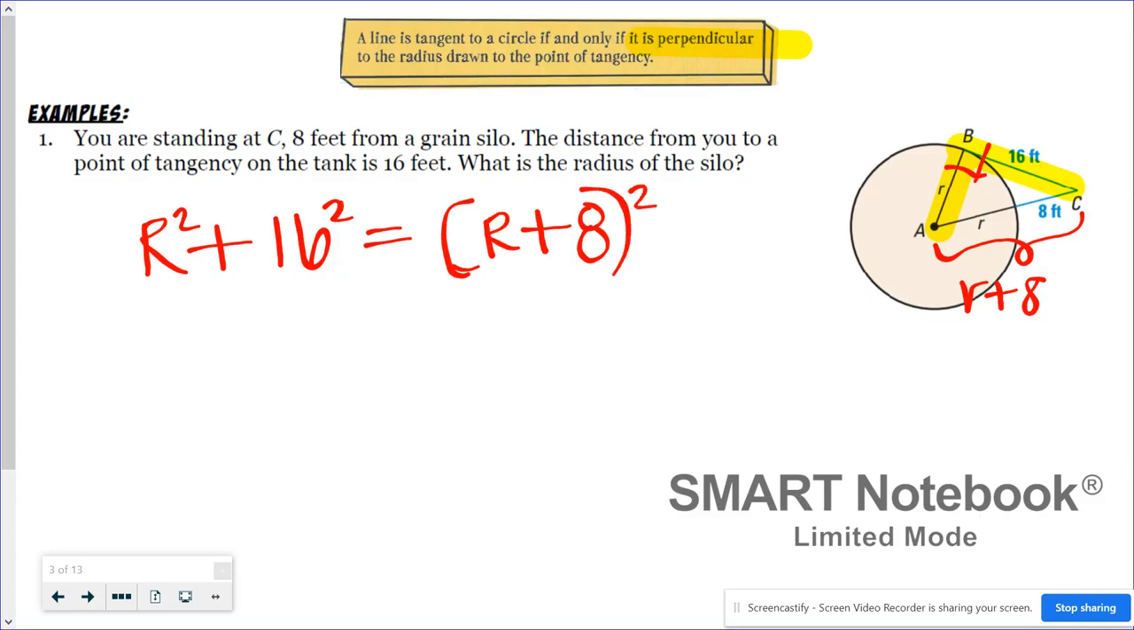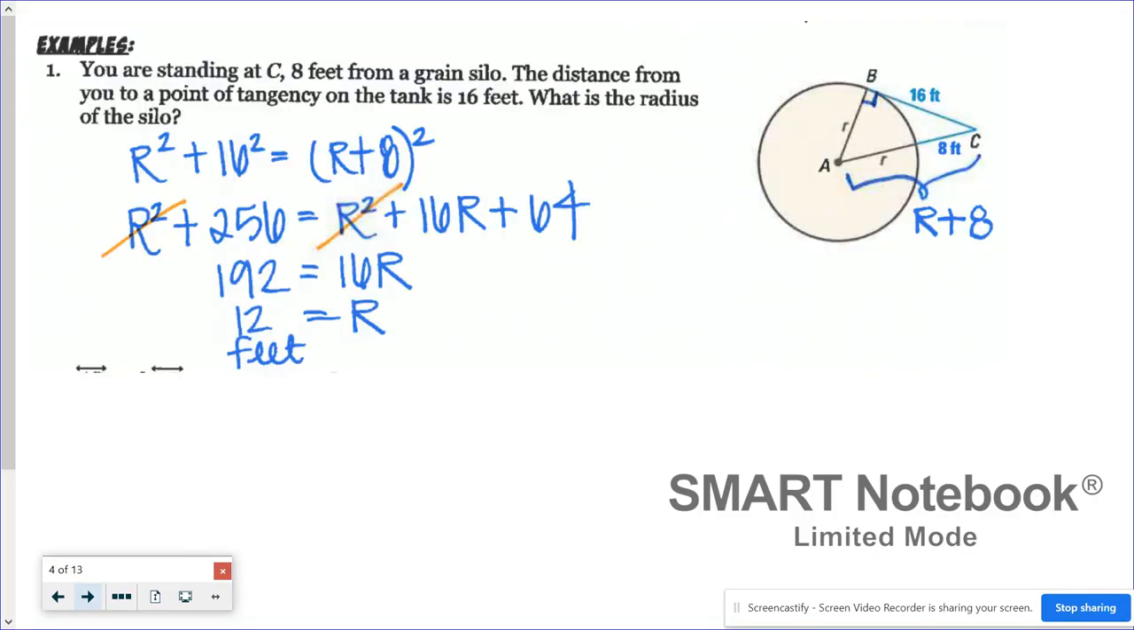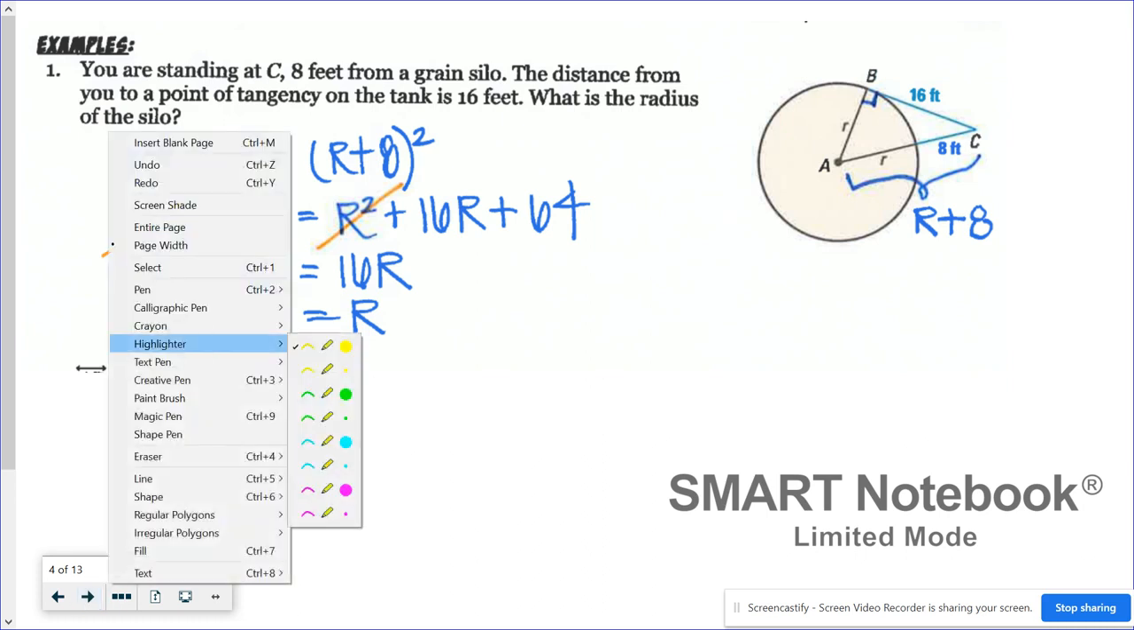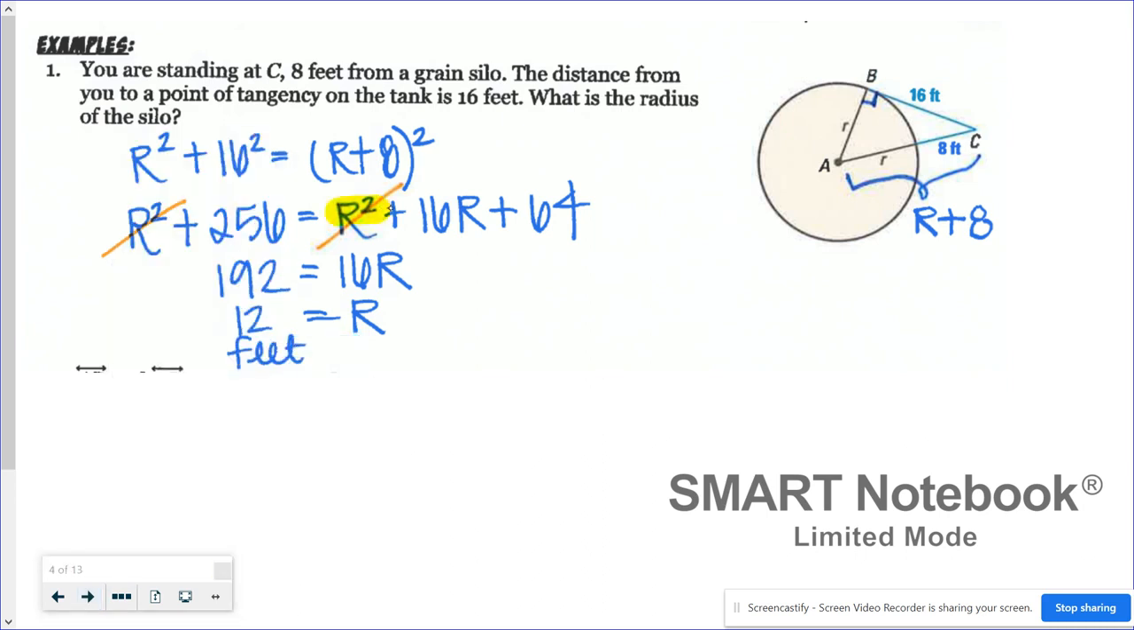Now I will need to expand r plus 8 quantity squared, and I can FOIL it out, or I can make a table of products. So I'm going to go ahead and do this. Wow, I know I was really fast, huh? So let me get out my highlighter. r plus 8 quantity squared becomes r squared plus 16r plus 64.